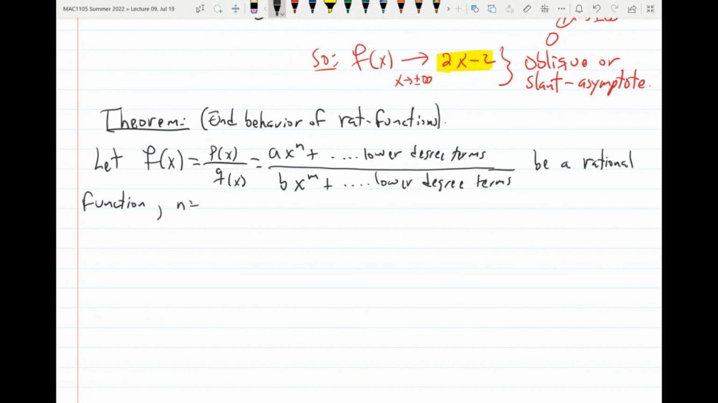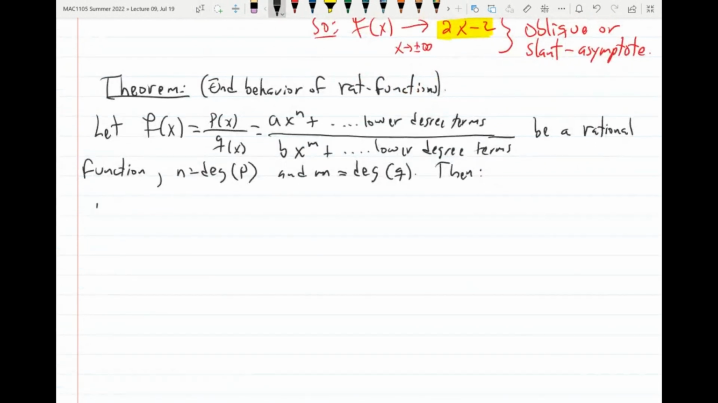And then n is the degree of p, and m is the degree of q. Okay? So then, remember, 3 things can happen when you compare these numbers: either n is less than m, n is equal to m, or n is bigger than m. In each of these situations, we have a conclusion.